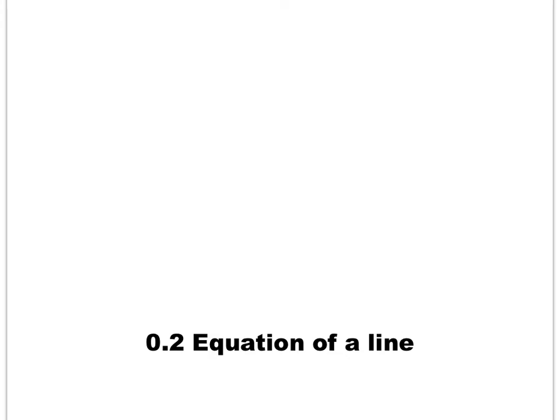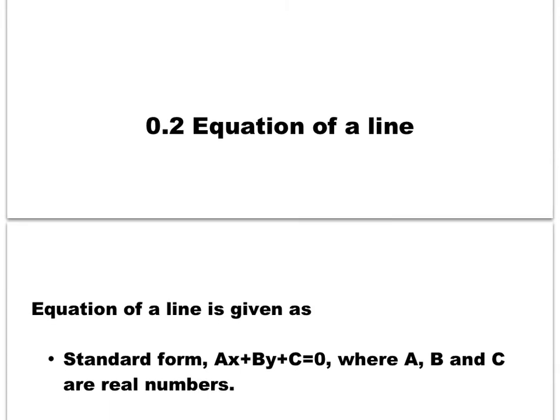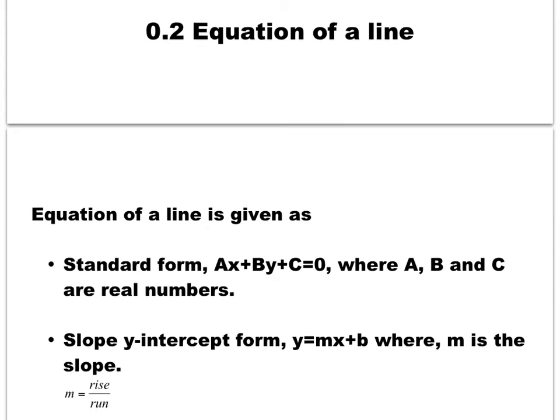Okay, today we are going to talk about the equation of a line. In general, you know that the equation of a line can be written in two forms. One is called standard form, which is ax plus by plus c is equal to 0, where a, b, and c are real numbers. This is one way of showing a line.